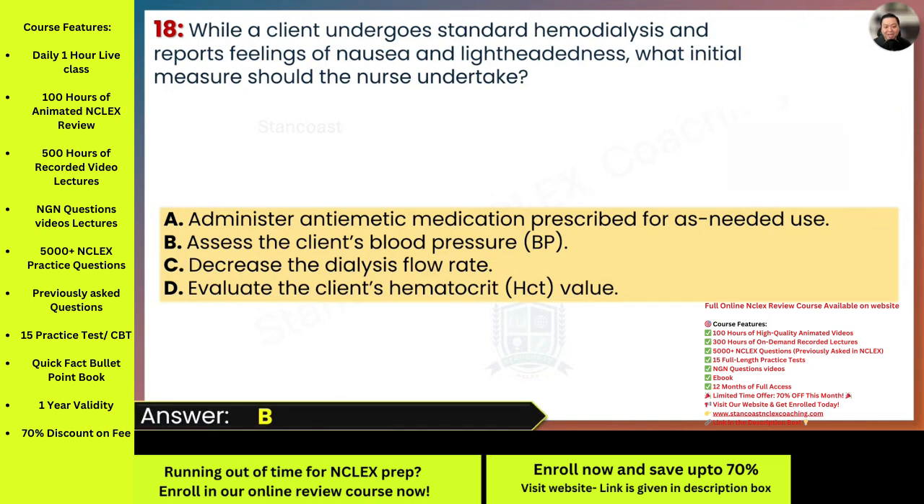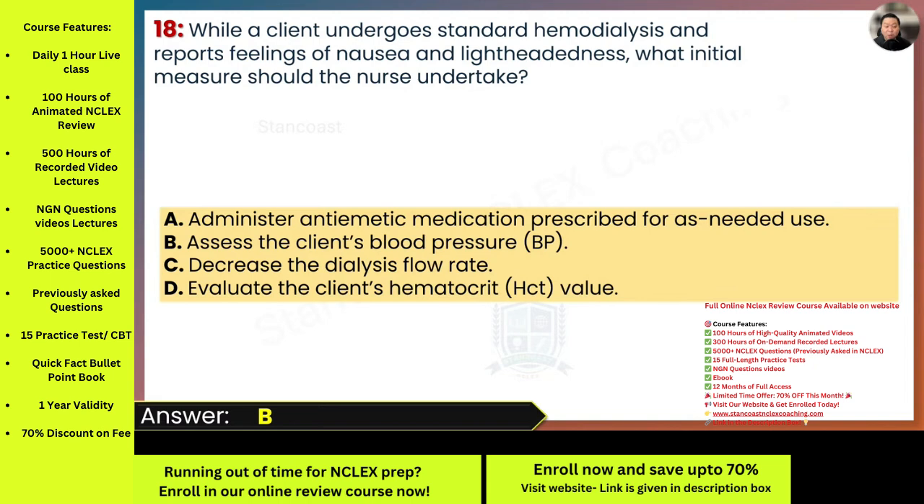This is the initial action. And so when a client undergoes hemodialysis and immediately reports these manifestations, these are basically symptoms of classic dialysis-induced hypotension, which can occur because of fluid removal that has been done too quickly or maybe there is vascular instability. So your first action is to check the blood pressure immediately to confirm if the hypotension is the cause.